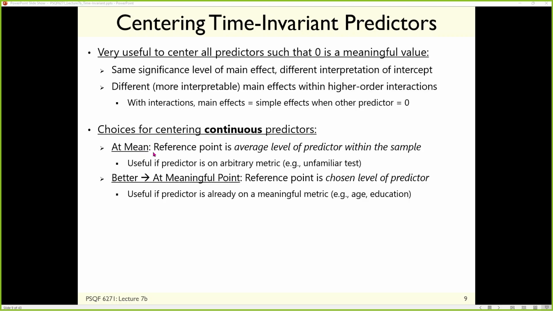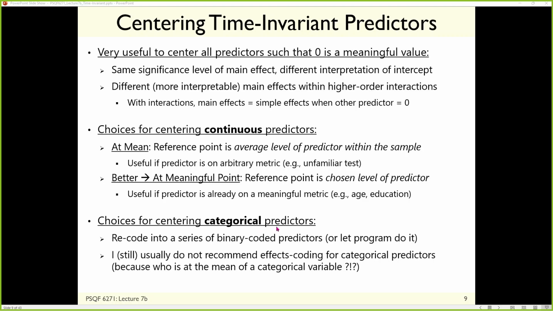So I would pick the mean if it's an arbitrary variable and no one cares what the numbers are anyway. I would pick some kind of meaningful reference point if you have it. It's easier to think about than representative people that way. For categorical variables, somebody's got to be the 0. You can set them up in multiple ways. I don't like effects coding for those. So that's the -1, 1 combinations, where the mean then is 0, because the mean is like, who is at the mean of a categorical variable?